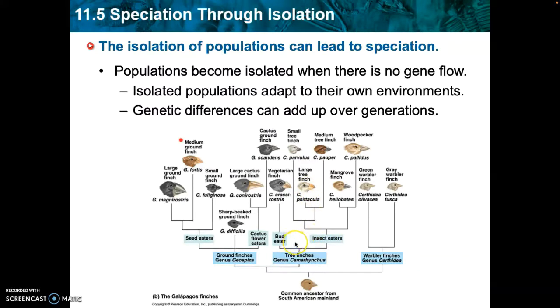So the variation that existed in those insect eaters, for example, the variation of long, thin beak was beneficial. That got passed down because the individuals that had beaks that were long and thin were able to better get food and therefore reproduce and pass that down to their offspring.